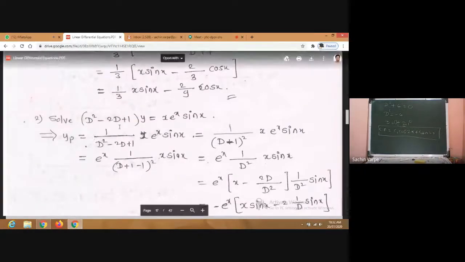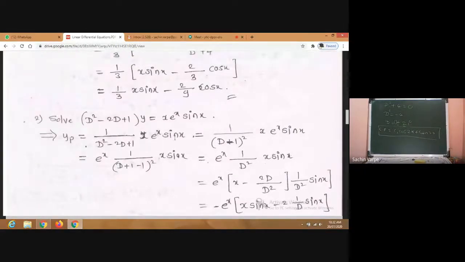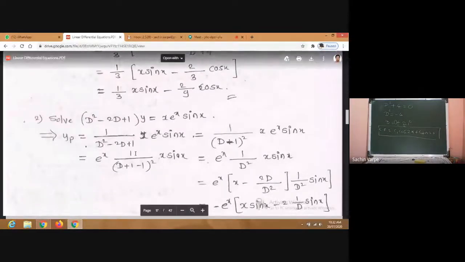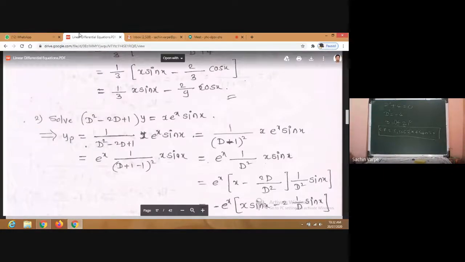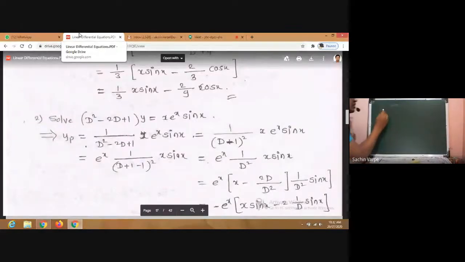So when I write PI is equal to 1 upon phi of D into e^x into x sin x, then I can use the e^x into v case first. What is PI? PI is equal to 1 upon phi of D, that is D² − 2D + 1, into x e^x sin x. First of all, I'm writing this in its factored form. This is the expansion of (D − 1) the whole square, isn't it? And for this function, I'm writing e^x into x sin x.